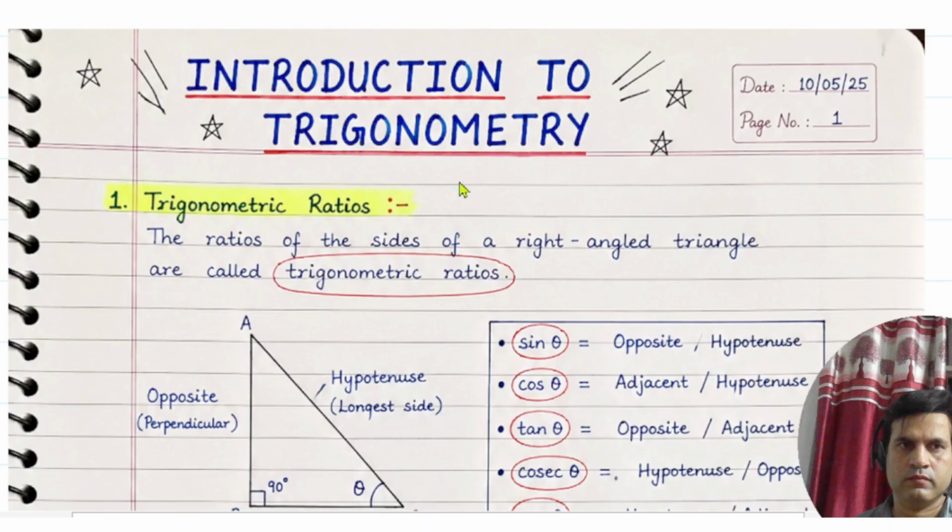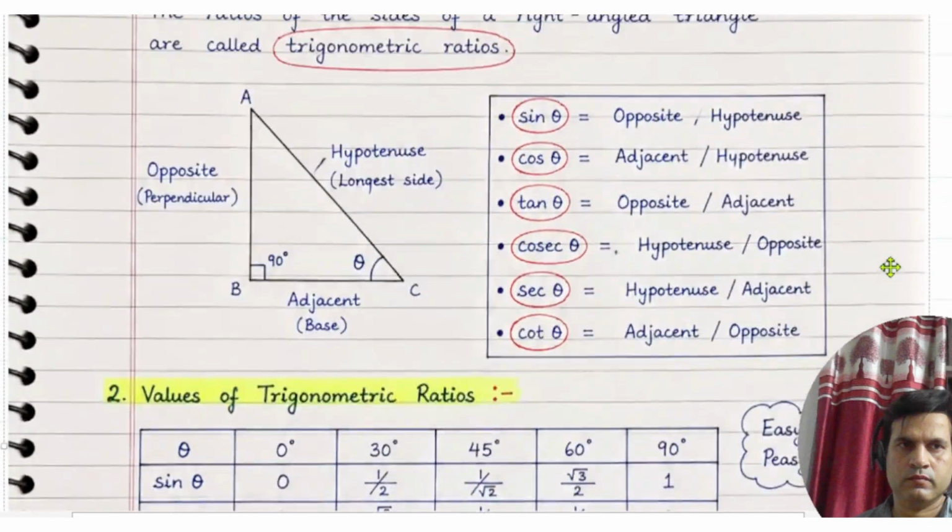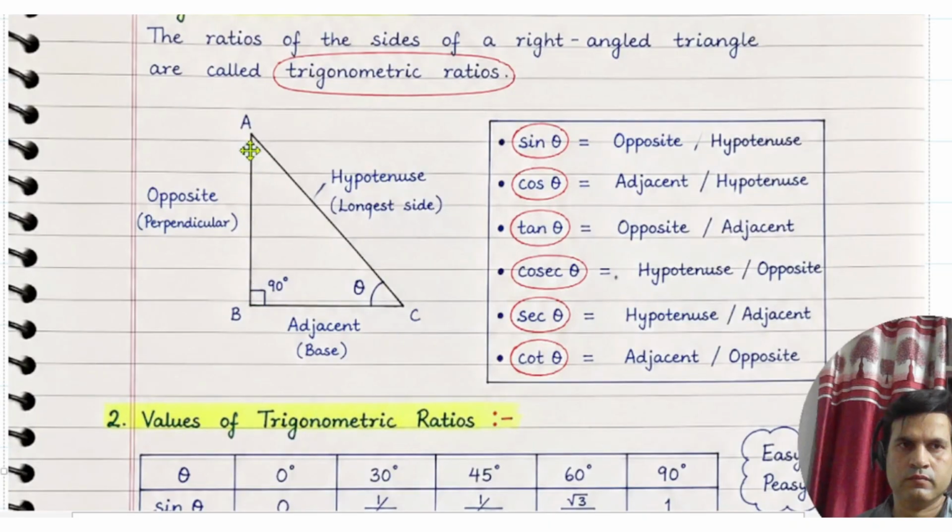Hello friends, in this lecture we are going to discuss trigonometric identities, where we have to see what a trigonometric identity is. The ratios of the sides of a right angle triangle are called trigonometric ratios. This is a 90 degree angle and this is angle theta. This side is also called the adjacent or base, and this is the hypotenuse. The longest side is called the hypotenuse, and this is the opposite or perpendicular side.